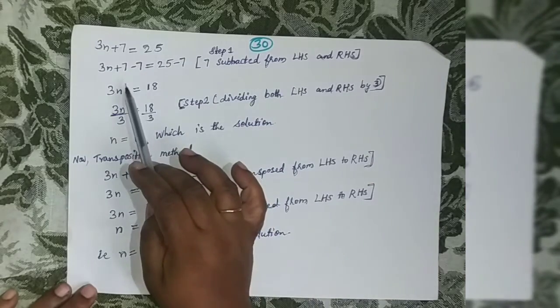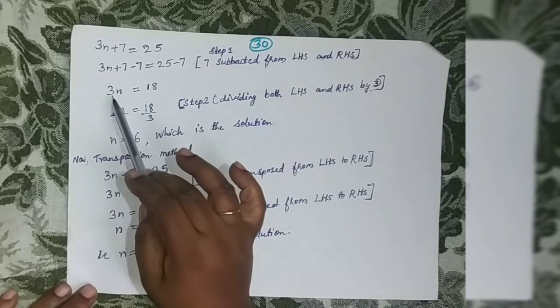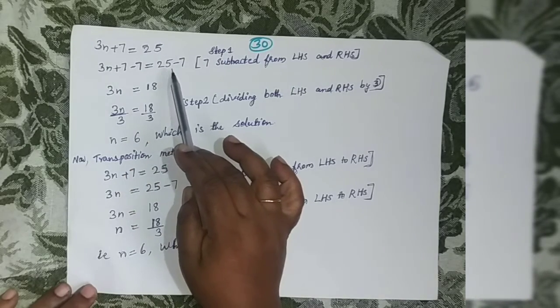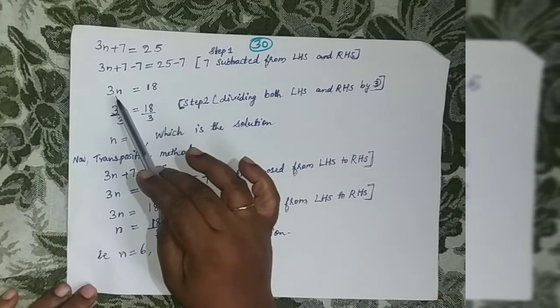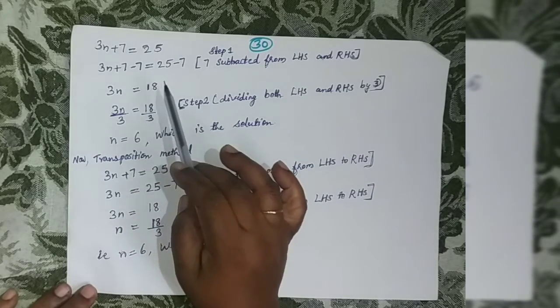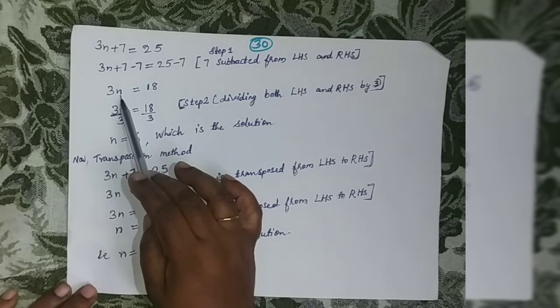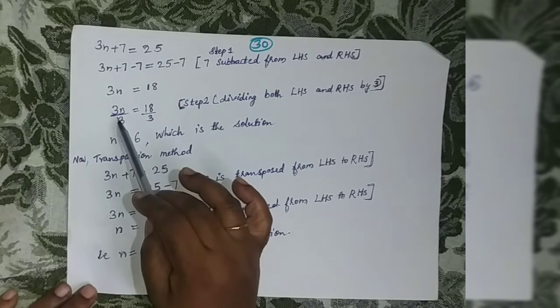So 7 minus 7 is what, children? 0. So LHS becomes 3n plus 0, that is 3n only. Now RHS is what? 25 minus 7 is 18. So we got 3n is equal to 18. Now also we did not get the solution. That means n's value we did not get.